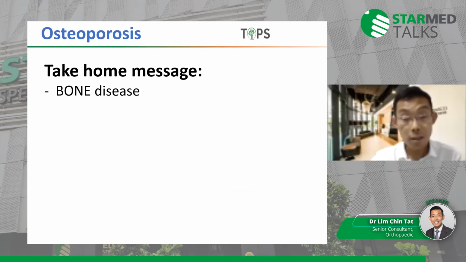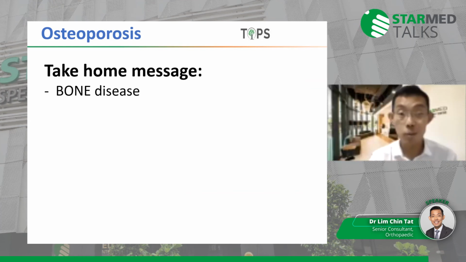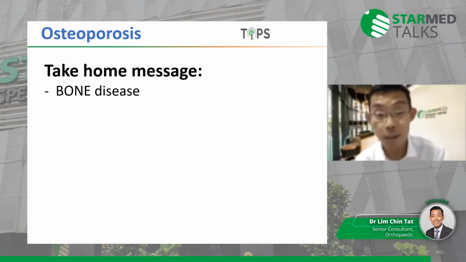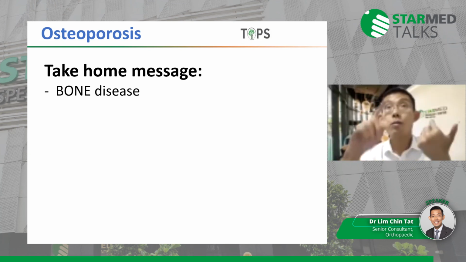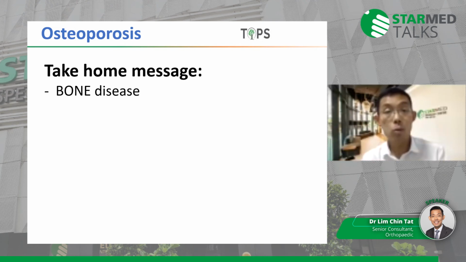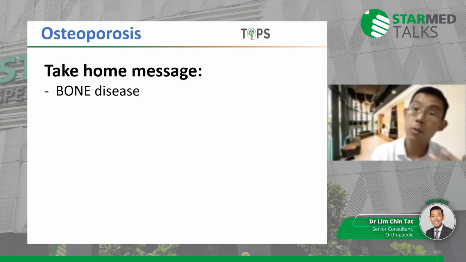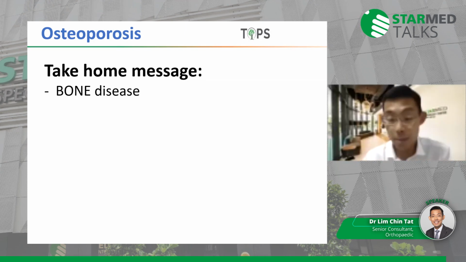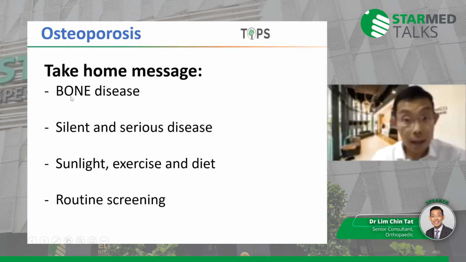Osteoporosis is a bone disease, and the supplements associated with osteoporosis are calcium and vitamin D. Glucosamine is for osteoarthritis, for the joint. Calcium and vitamin D are for osteoporosis, for the bone. Many times the patient will come to me for osteoporosis taking glucosamine because they are taking the wrong supplement. It's a silent and serious disease.